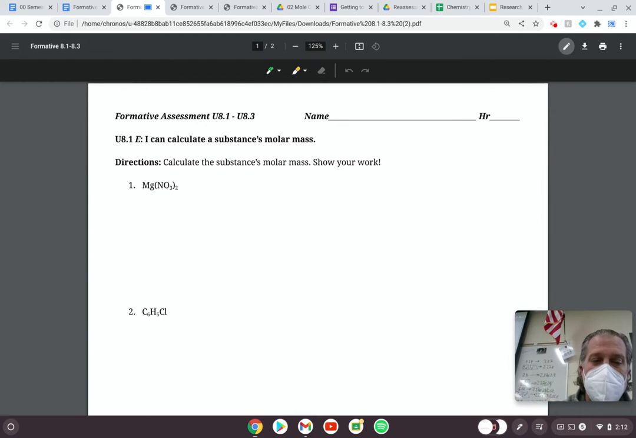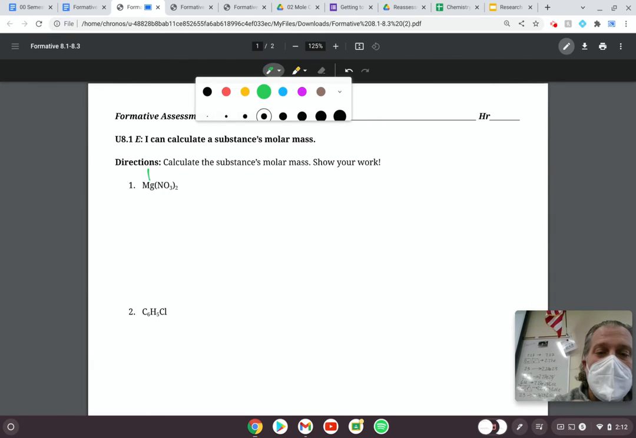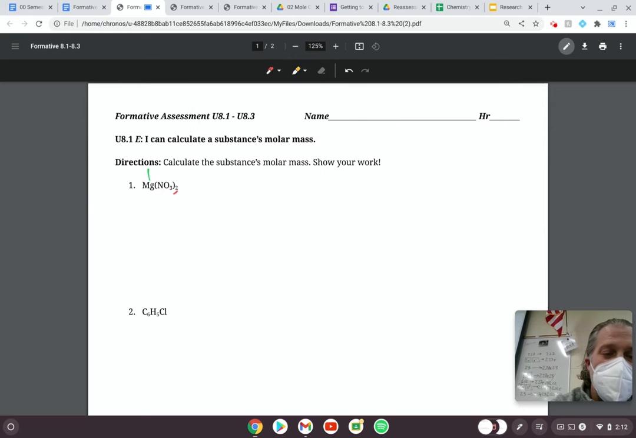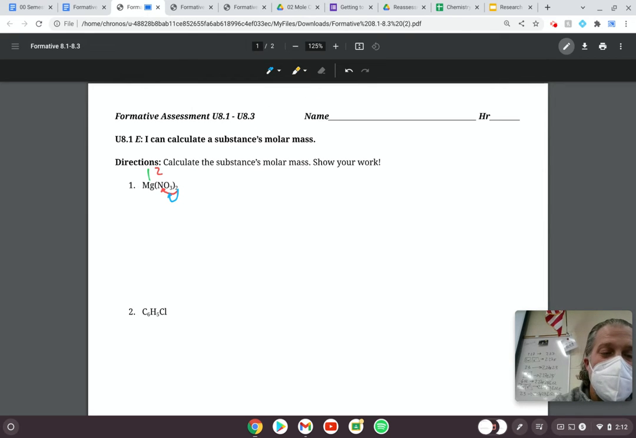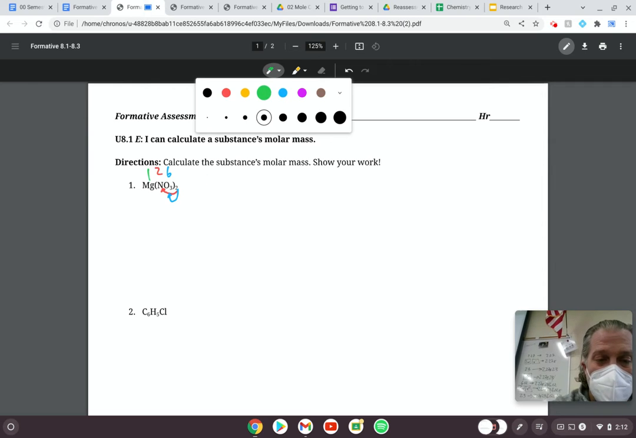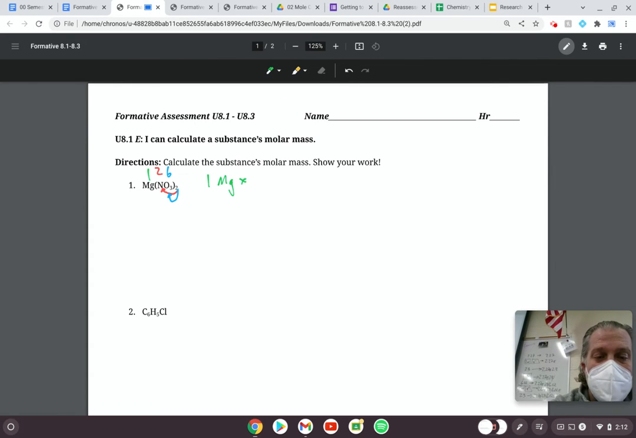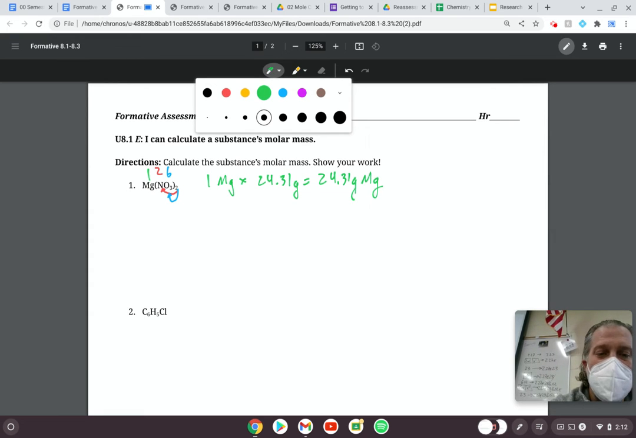In the case of Mg(NO3)2, which is magnesium nitrate, there's one magnesium. This 2 distributes itself by multiplying times 1, so there's 2 nitrogens. And that 3 distributes itself by multiplying times 3, so there's 6 oxygens. So 1 magnesium times the mass of magnesium, which is 24.31 grams, gives you 24.31 grams of magnesium in this formula.